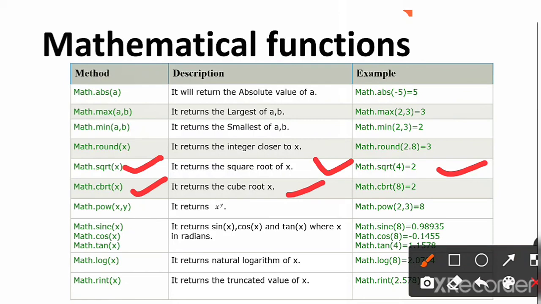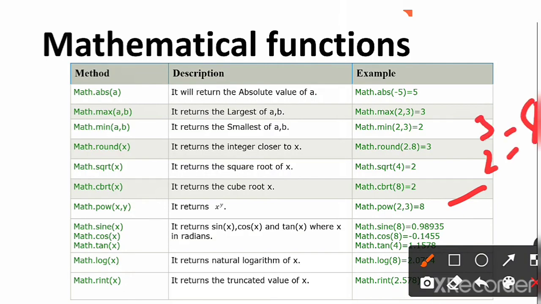Here is an example: math.cbrt of 8 will give you the value 2, because 2 to the power of 3 is 8. Hence the cube root of 8 is 2, that is the base. Next, math.pow of x comma y. This will find the value of x to the power of y. For example, if I write math.pow of 2 comma 3, it will give you 8 because 2 to the power of 3 is equal to 8.